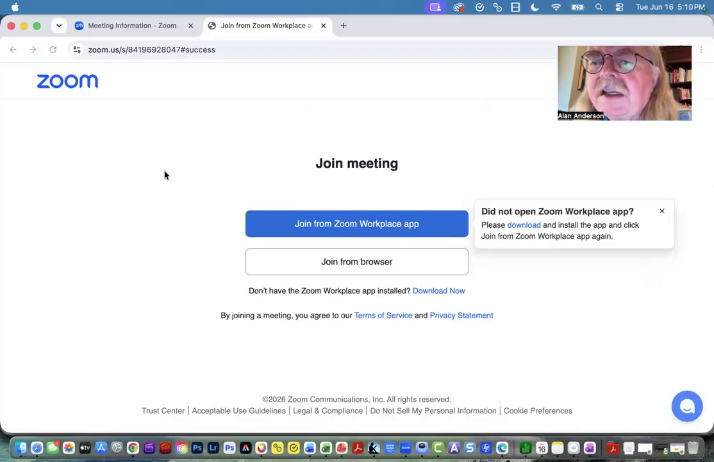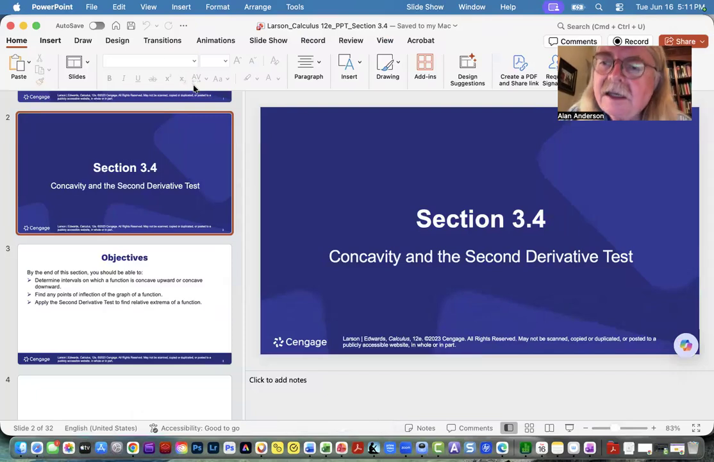All right, so we're just going to carry on with chapter three now. Today we'll be looking at 3.4 and possibly 3.5. We'll see how that goes. And what we're doing here is we're finding a new approach to finding the relative maximum or minimum of a function if they exist. And so this is referred to as concavity and the second derivative test.